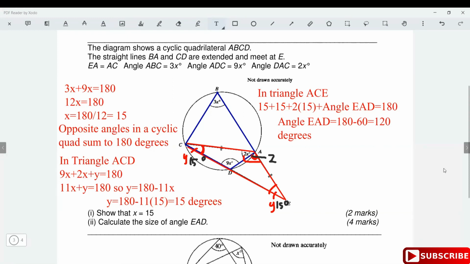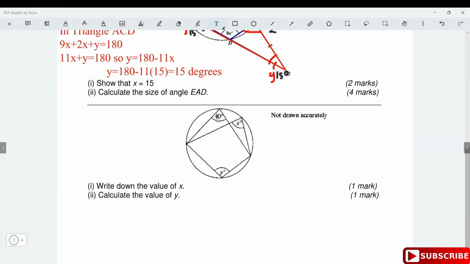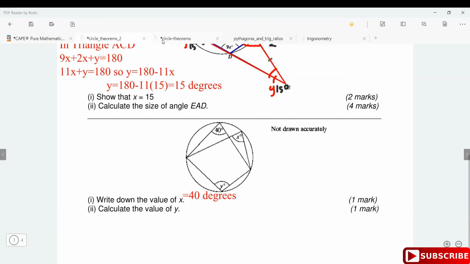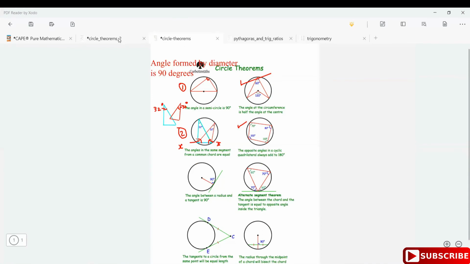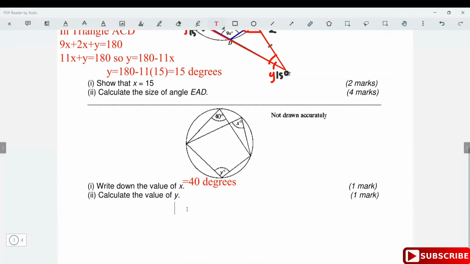Easy. All right, let us look at this question now. Write down the value of x. Angles in the same segment are equal when subtended by the same chord. X equals 40 degrees. No issues. And that's because angles in the same segment are equal. Then finally, y equals 140, because opposite angles in a cyclic quad sum to 180. So you can tell y equals 140 degrees.